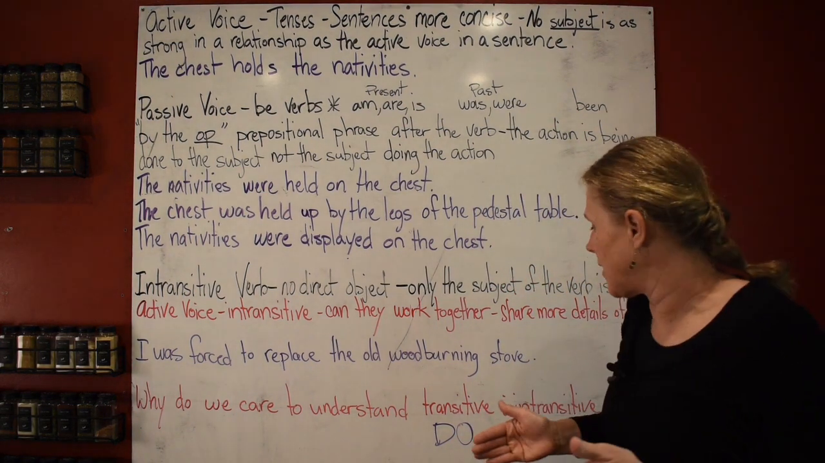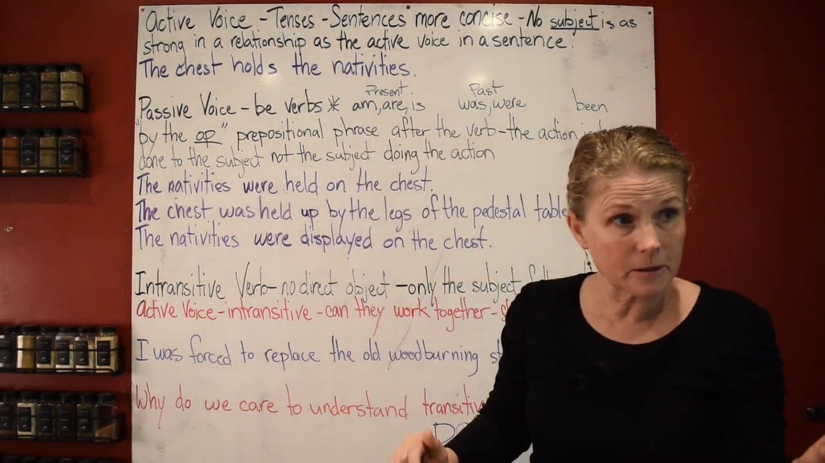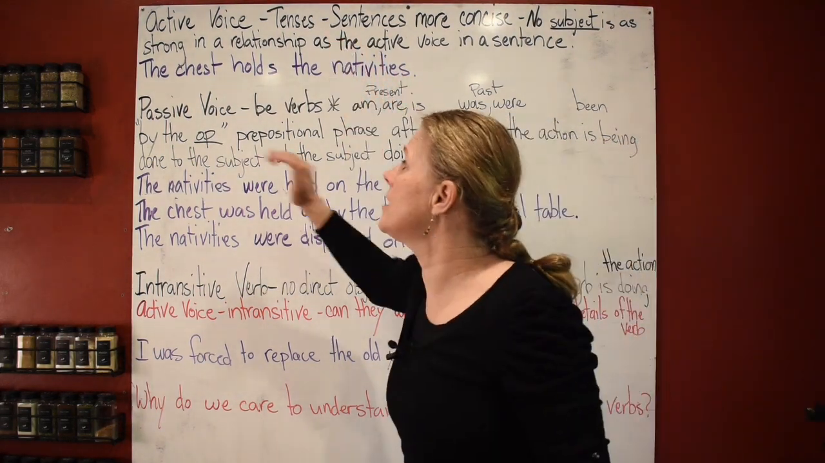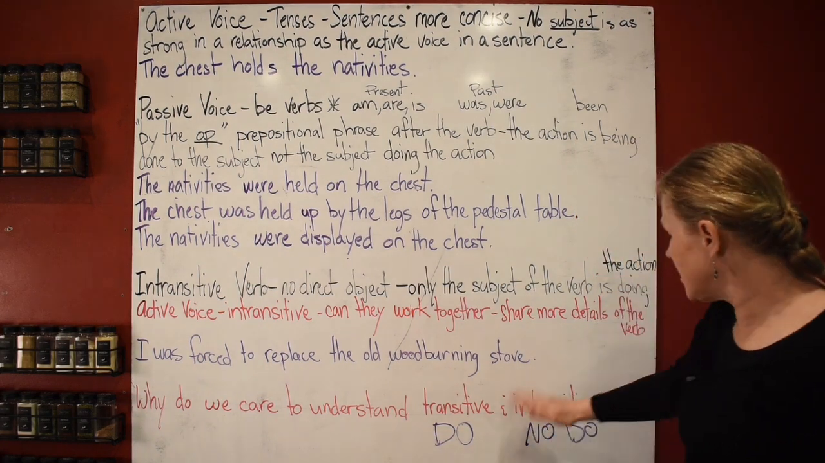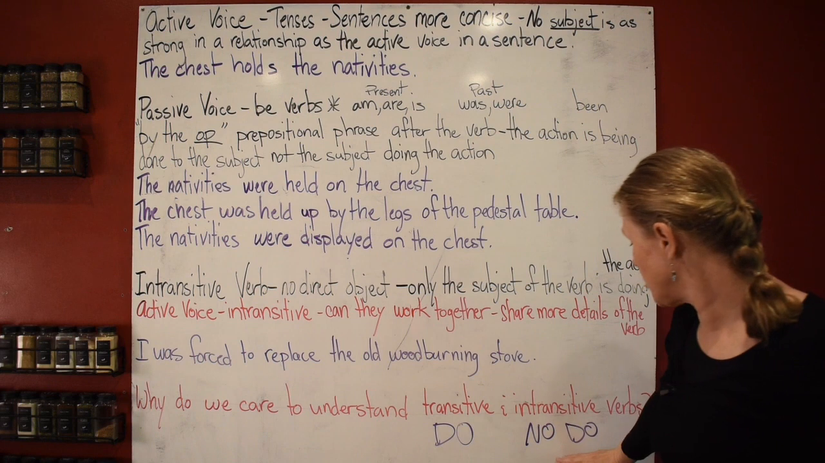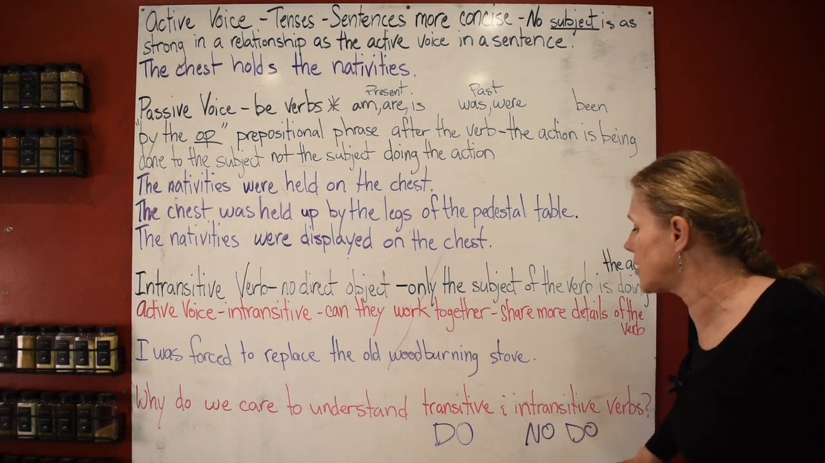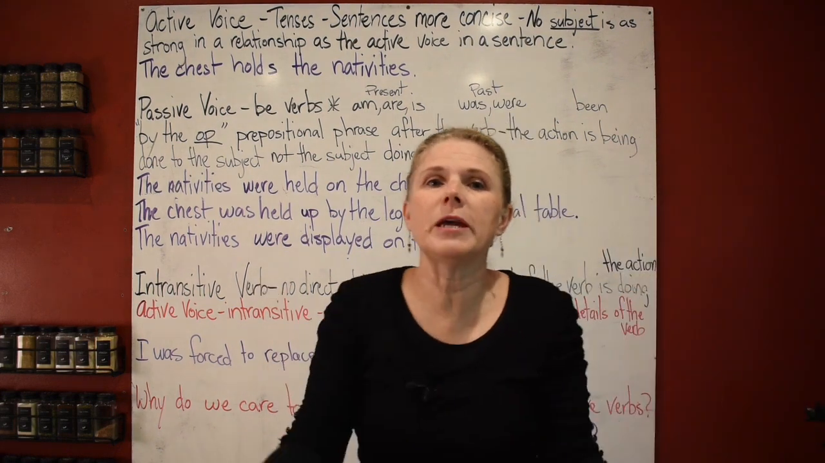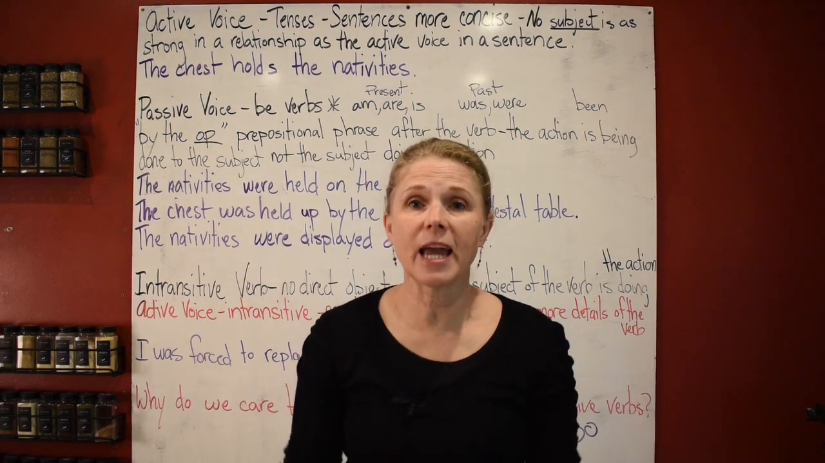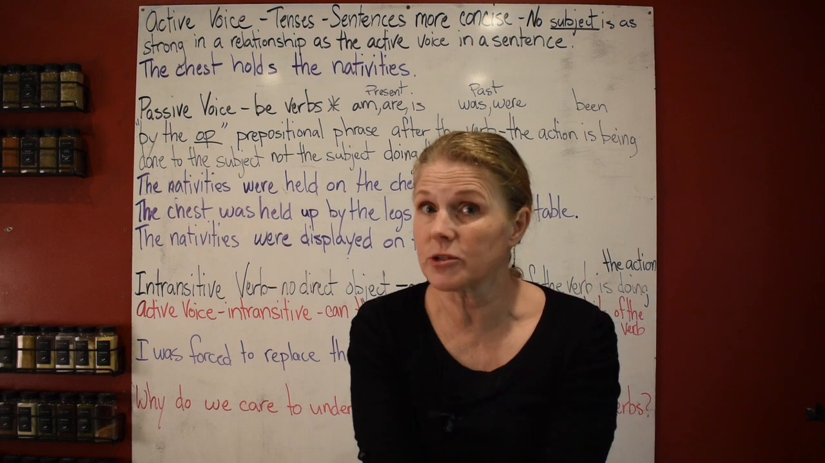So now let's talk about that again. Transitive verbs go in active and passive voice, right? Where do transitive verbs go? In active and passive. And intransitive verbs can only be in active because intransitive verbs do not take a direct object. For you to be in passive voice, you have to have a transitive verb that takes a direct object. That direct object is going to be your subject.